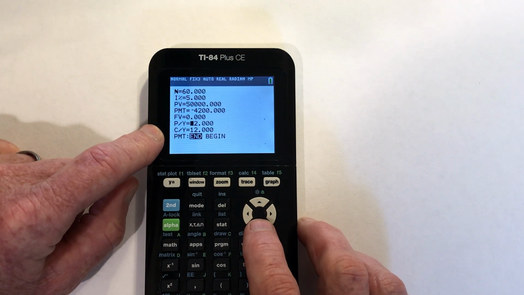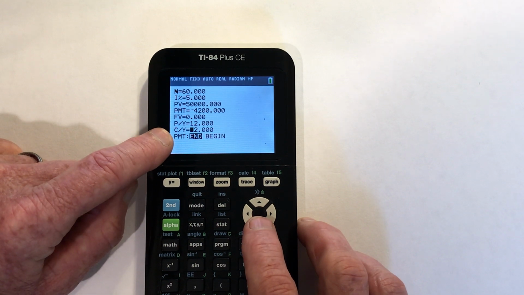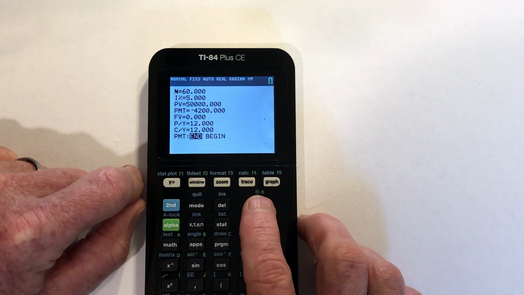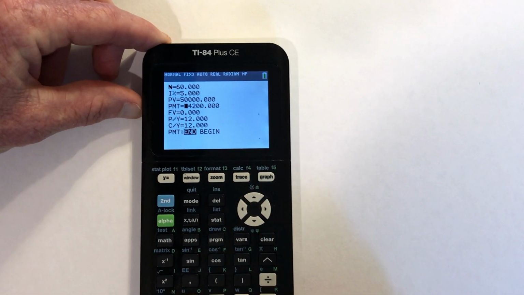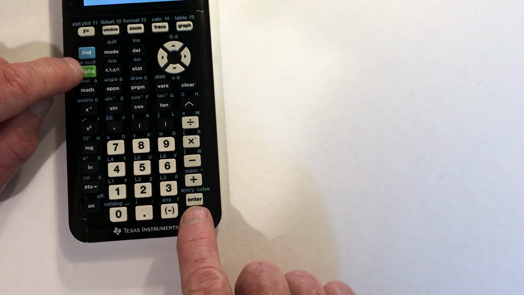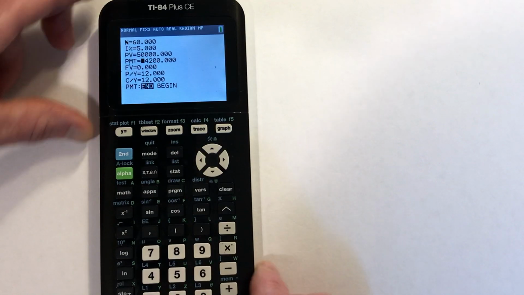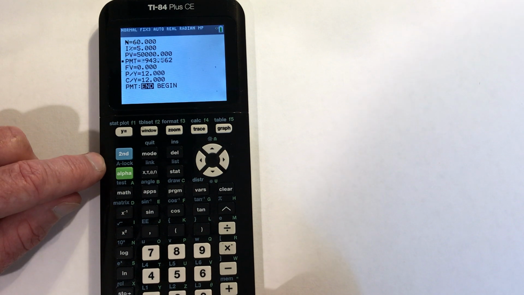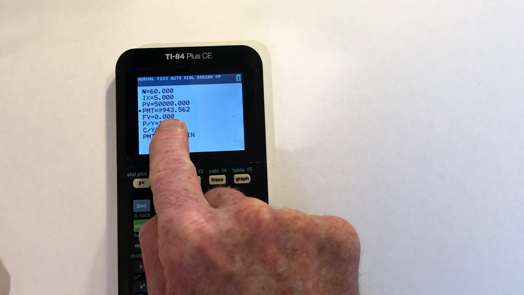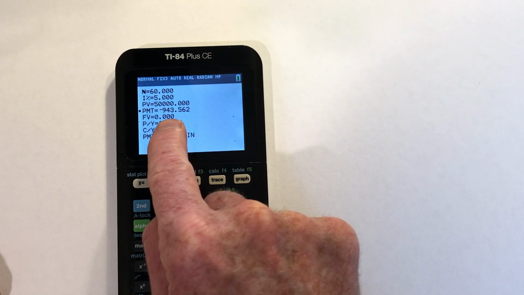And then how many payments per year? Let's say you pay just once a month. So this is 12. And this means compounded monthly. After you have all that set up, go to the payment. And then to figure out what your payment would be, go over here and put the solve. So in green, this is solve. So then I need to go to alpha solve. And then it says that your payment is going to be $943.56.